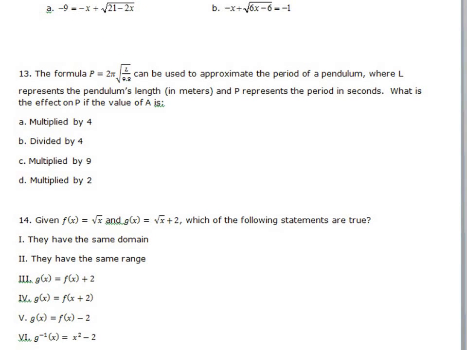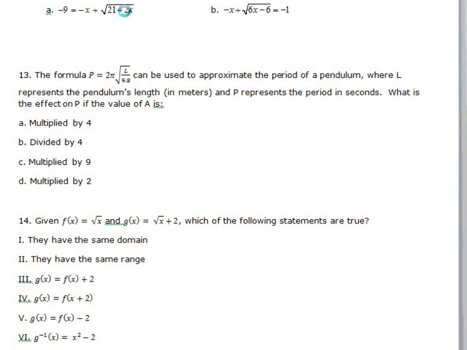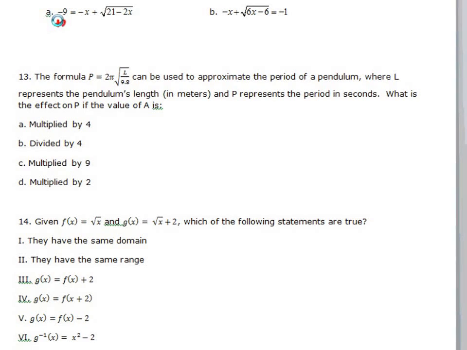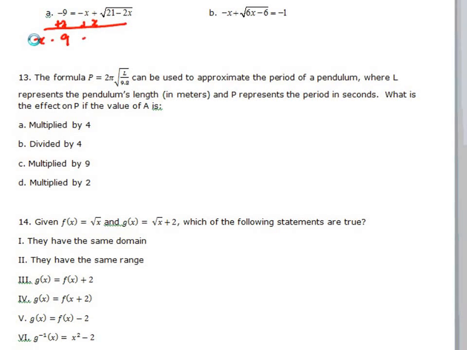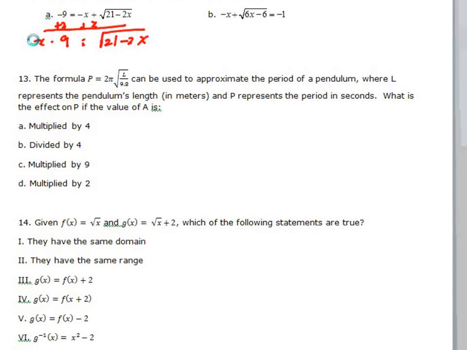Now let's start with the first one. I see that negative x is attached to the square root. Anything attached to the square root, we have to get rid of. So first of all, this is attached to the square root with a plus sign, so negative x should be gone. So I add x on both sides. You get x minus 9 is equal to square root of 21 minus 2x. So we have the square root by itself, with some things inside it. So all we have to do is square both sides here.